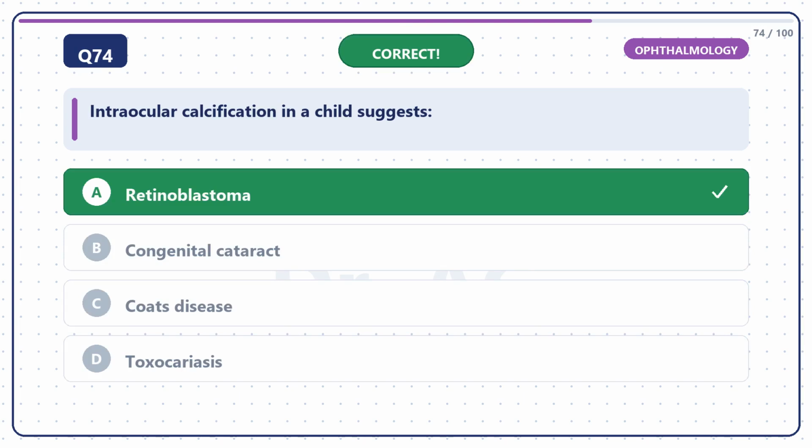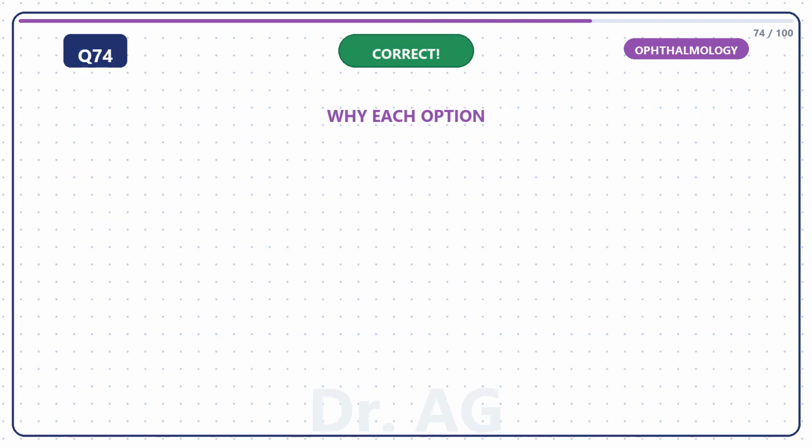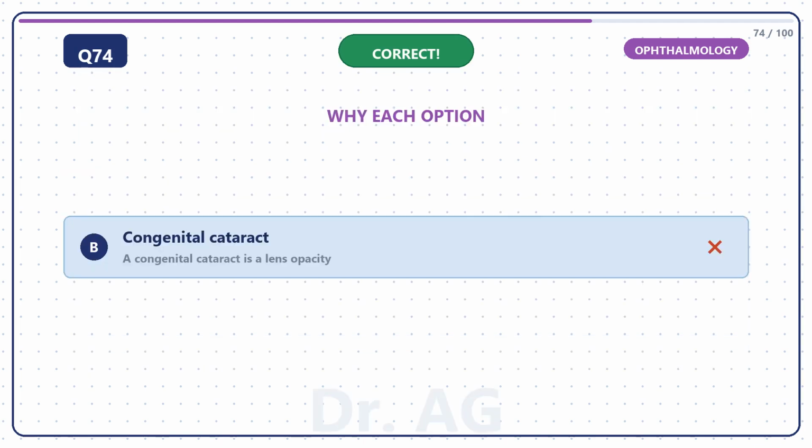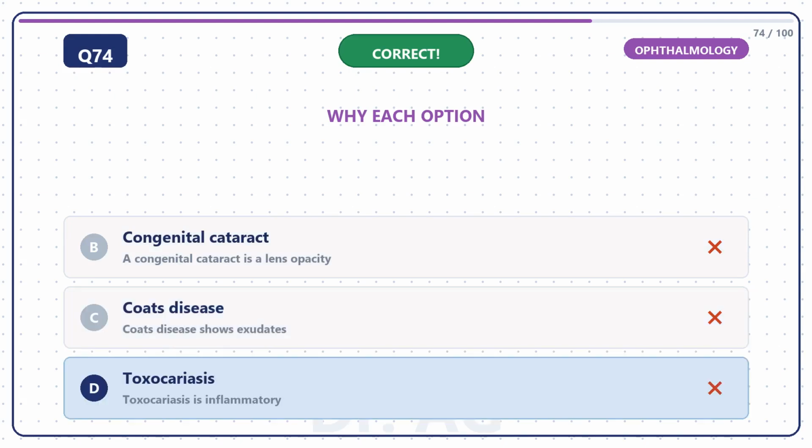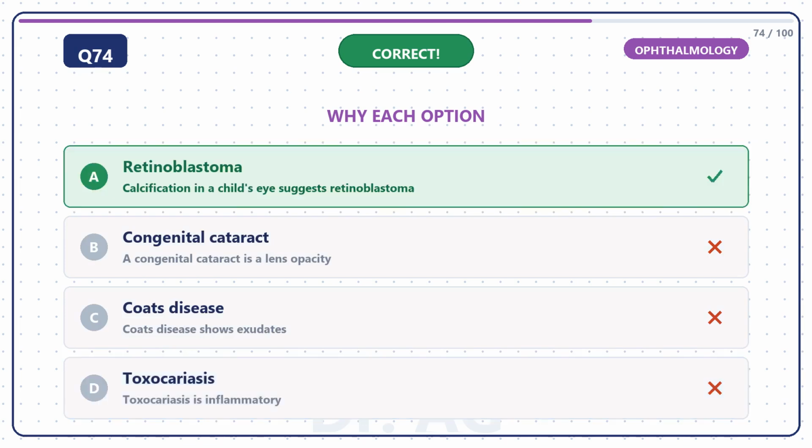The correct answer is option A, retinoblastoma. Let's go through the options. Congenital cataract. A congenital cataract is a lens opacity. Coats disease. Coats disease shows exudates. Toxocariasis. Toxocariasis is inflammatory. And the correct answer is retinoblastoma.